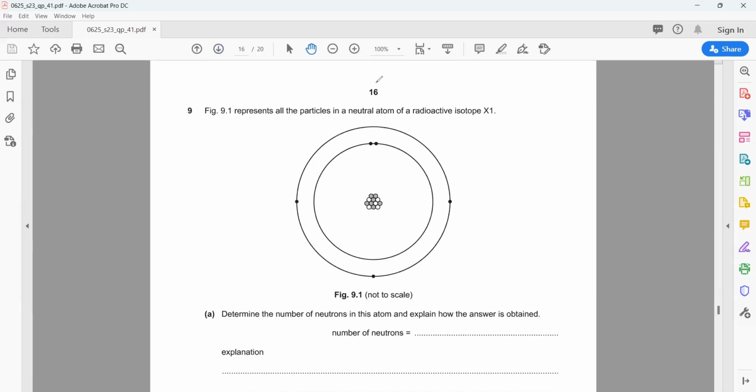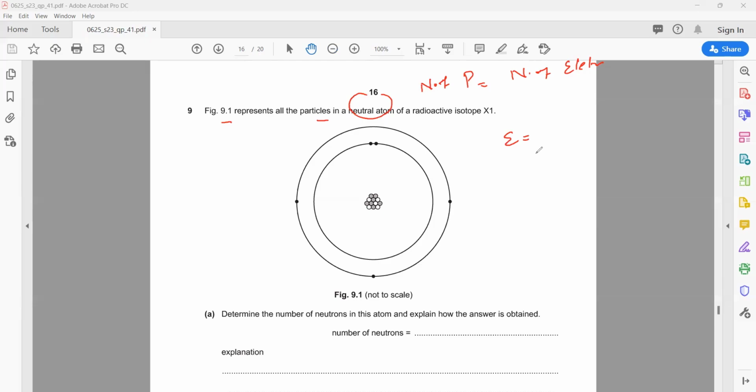Okay, now question number 9. In question number 9, they're saying that figure 9.1 represents all the particles in a neutral atom of radioactive isotope X1. So there is a neutral atom. Neutral means what? Number of protons equal to the number of electrons. So here see how many electrons are there.